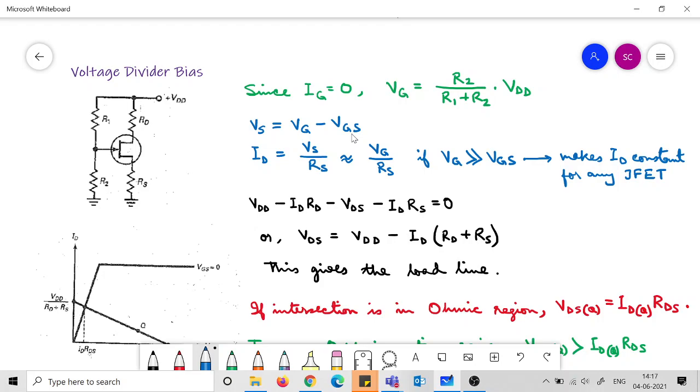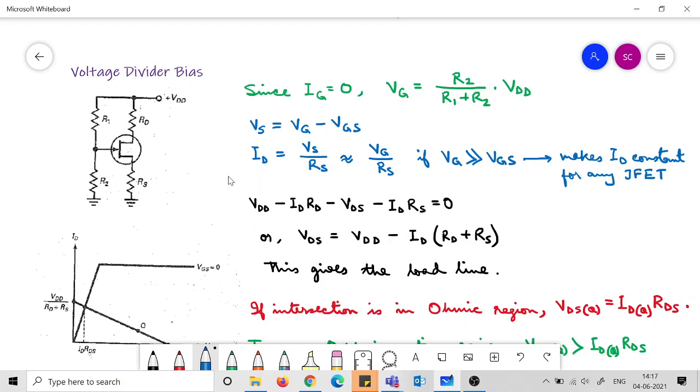So we may be able to set up our VDD in such a way that we make VDD so high, and we set up this R2 and R1 in such a way that VG is quite high with respect to VGS. If we can set it up in this manner, then VG is much greater than VGS, and we can neglect the contribution of VGS in the current ID. So this is an assumption that we are making here in the voltage divider bias.